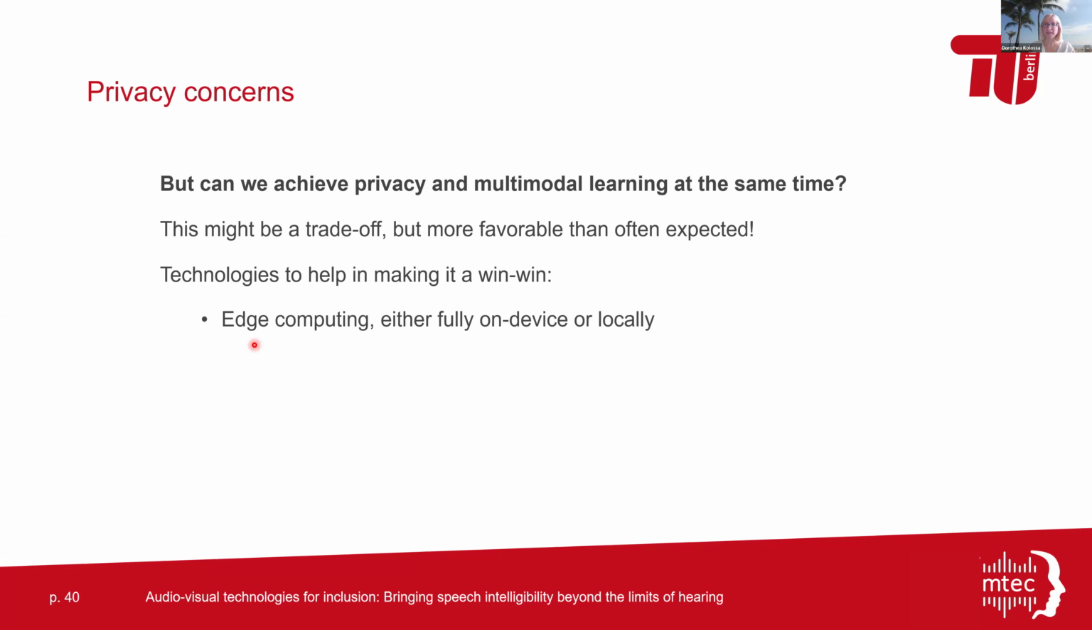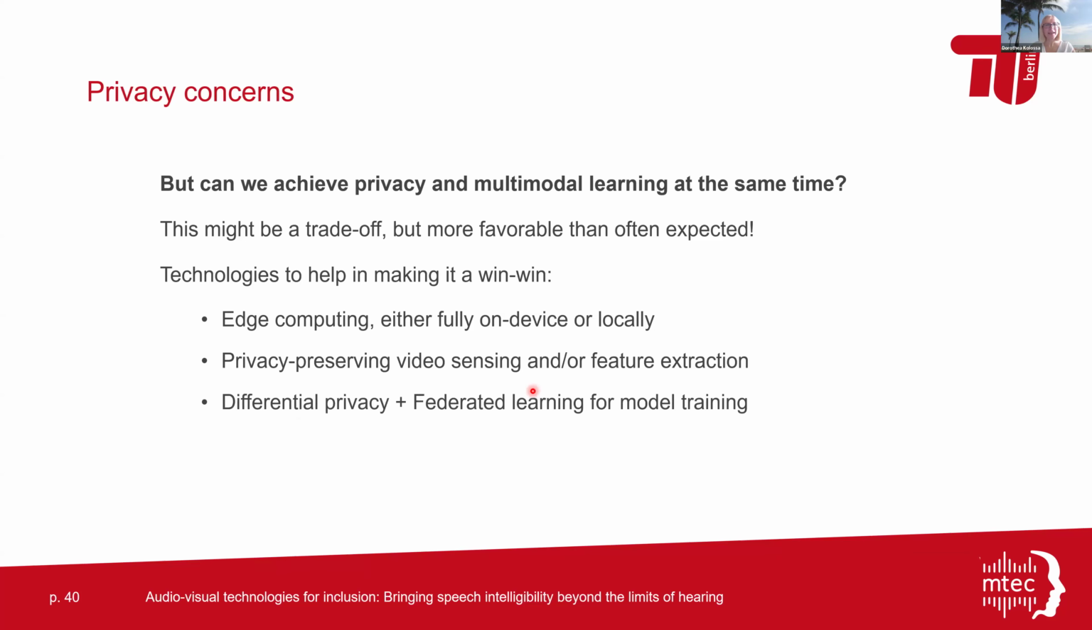So there's a lot of technologies that you can use to make privacy-preserving multimodal learning very efficient and also allow for high quality. And one of those, of course, is edge computing, the fact that we have so much more compute power at the edge, either in the hearing device itself or locally on a machine. Then there's also super interesting developments in privacy-preserving video sensing, like Wi-Fi-based sensing, privacy-preserving feature extraction, and there's, on the security side of things, differential privacy, federated learning, and the whole thing teamed with gradient exchange, which can really help you make this a win-win situation.